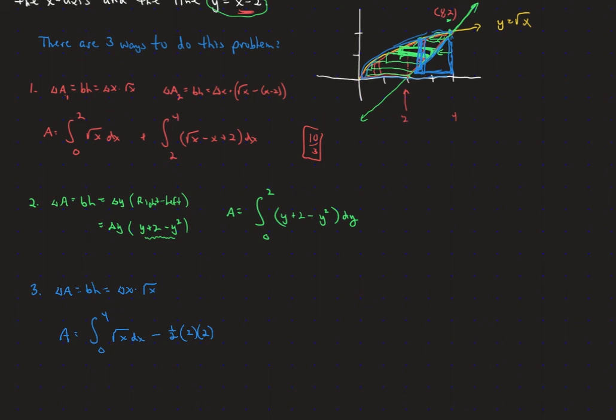So there are 3 very different ways of correctly getting to the area in the first quadrant bounded by the square root of x curve on top, the x-axis, and y equals x minus 2 on the bottom. Very good.